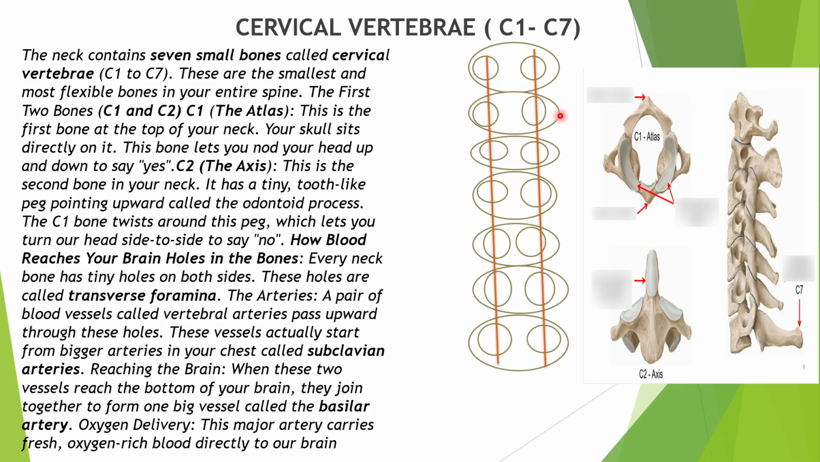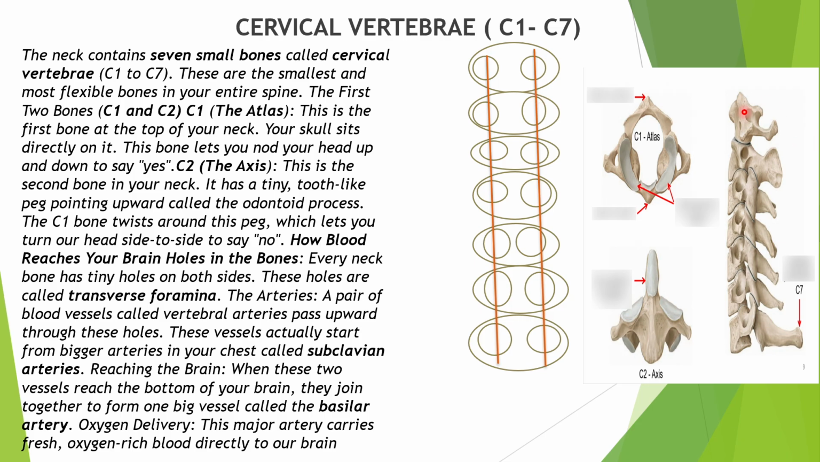The second, C2, is known as the axis. This is the second bone, and it has the odontoid, that is the C2 axis. This is a tooth-like structure which is known as the odontoid, and that's why this is known as the no bone. When we move our head left or right to say no, that's why it's the no bone.